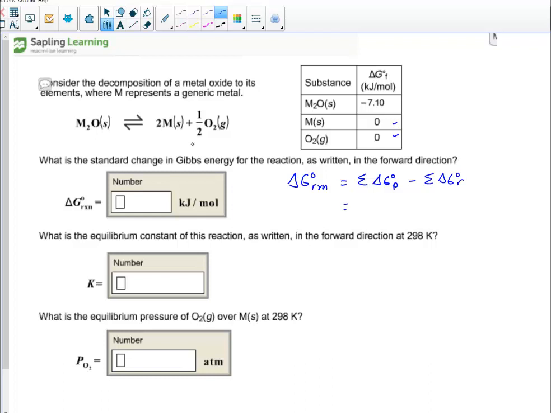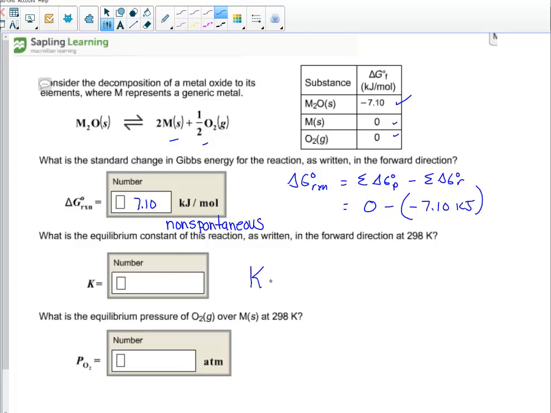And so here, since both of these are elemental forms, they have assigned 0 and then minus the negative 7.10. This comes out to be a positive 7.10 kilojoules per mole. So this is non-spontaneous in the forward direction. How about the equilibrium constant?